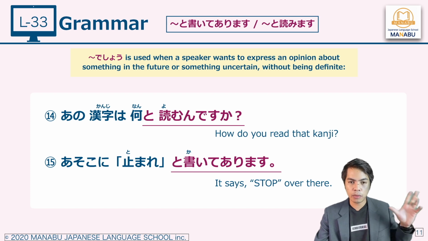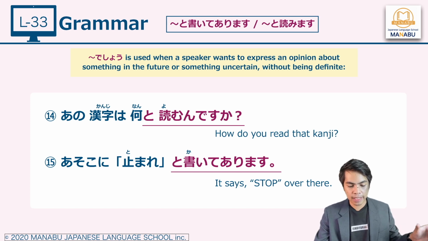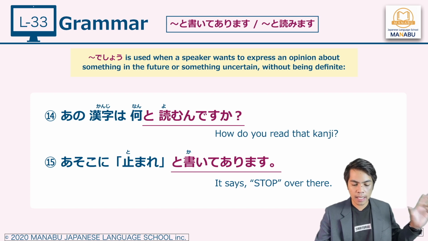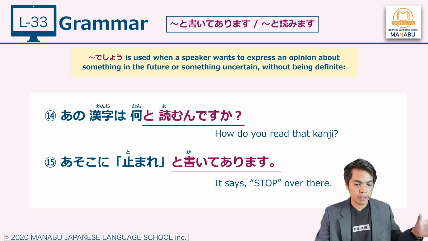So from the verb yomimasu, to read, to yomun desu ka? And example number 14, asoko ni tomare to kaite arimasu. So asoko ni, a place of existence, particle ni, asoko, particle ni. Tomare, so tomare is written over there. To kaite arimasu, it is written. So just remember these phrases, the to yomun desu and the to kaite arimasu.